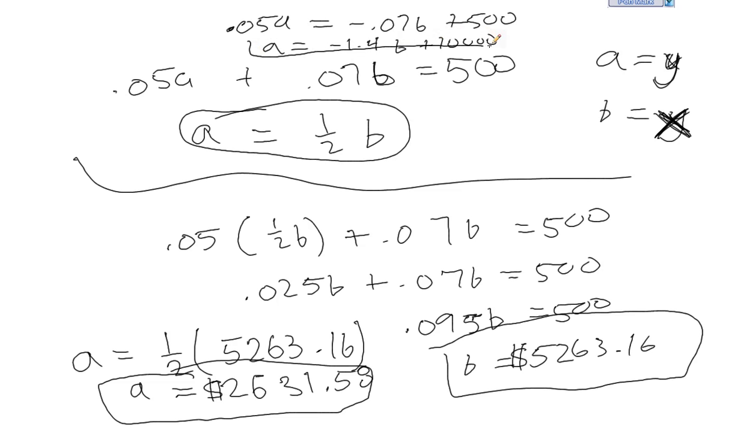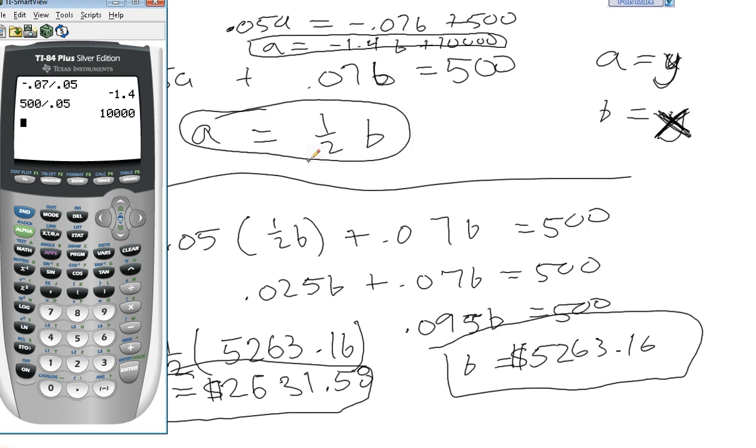And now these two equations that I have, I can actually graph in my y equals screen. So I can do negative 1.4x plus 10,000. And I can do 1/2 b. I'll just do 0.5b. And now I'm going to set my window.